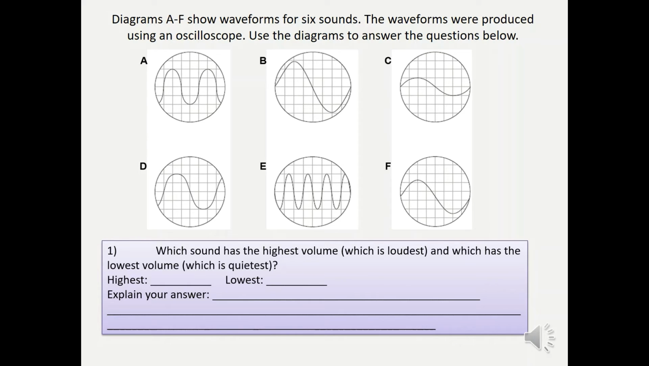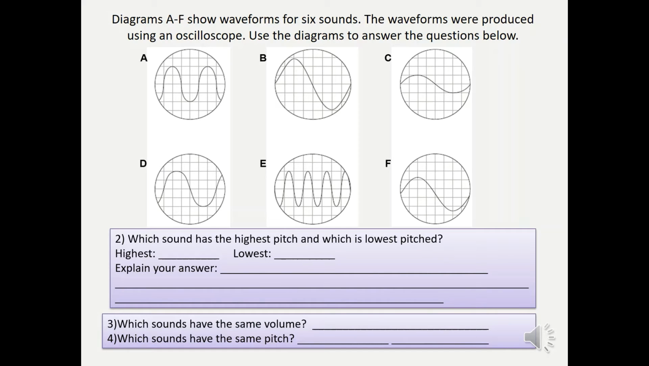The waveforms were produced using an oscilloscope. Use the diagrams to answer the questions below. Now, the first question is, which sound has the highest volume, which is loudest, and which has the lowest volume, which is quietest? Now, it's quite obvious that the highest is B and the lowest is C. Clearly, because B has the highest amplitude.